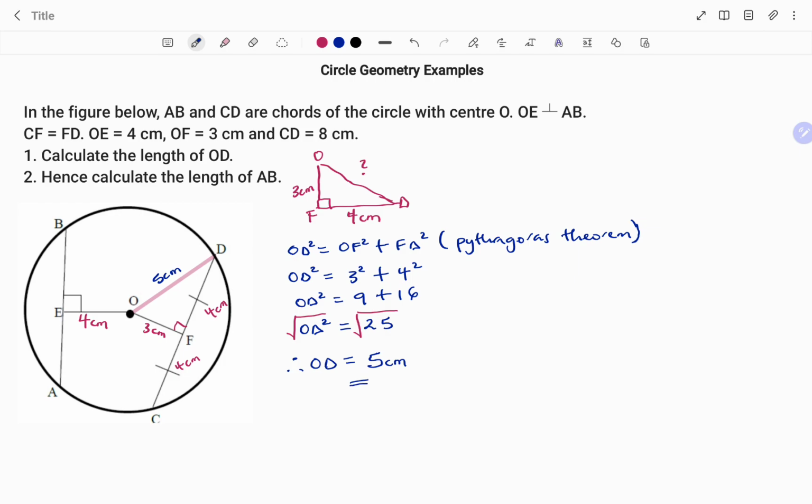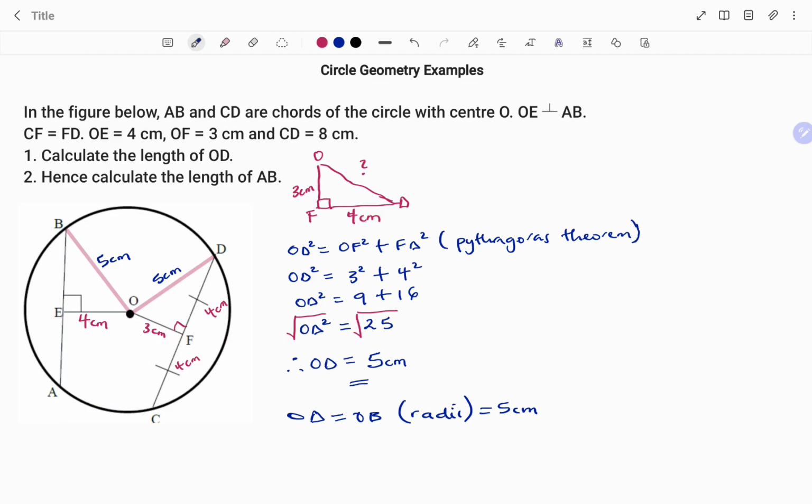So OD is 5 centimeters. Note that OD is the same length as OB. That is, OD is equal to OB. That's the radius. That's equal to 5 centimeters. So therefore, OB here is 5 centimeters.